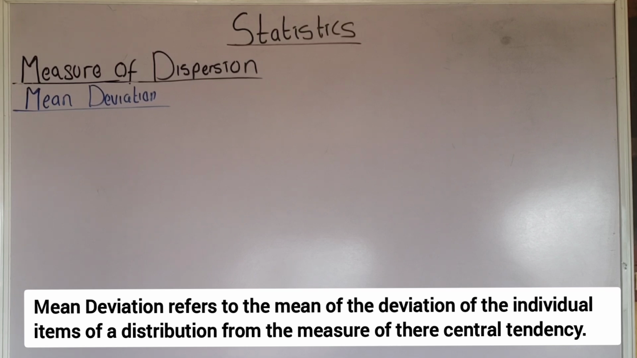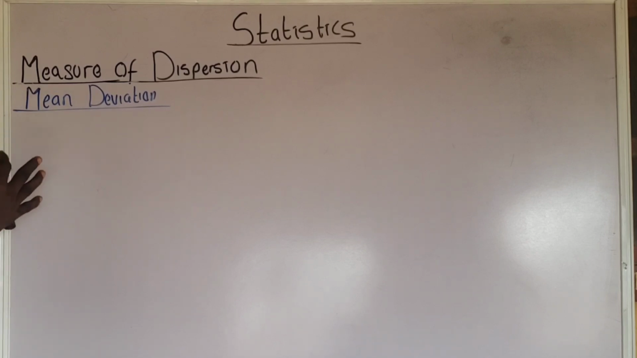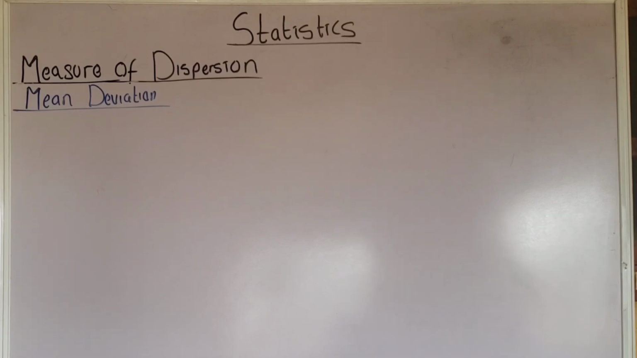Don't forget, in our previous class, we discussed the range and I explained what is meant by measure of dispersion. So here is another term on measure of dispersion. We have the range, the semi-quartile, the mean deviation, the standard deviation, and variance, you understand? So when we talk about the deviation of the mean of the scores or individual items from the measure of their central tendency, we are talking about mean deviation, you understand?